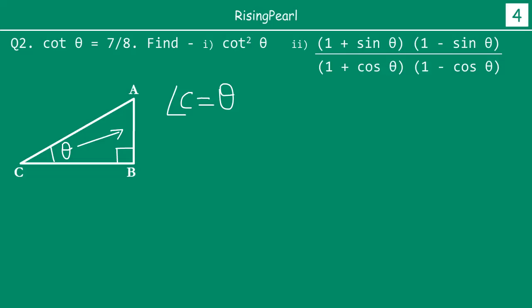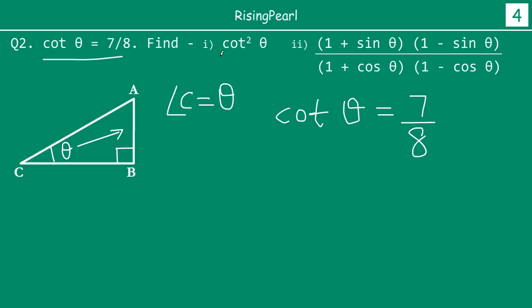Now let's do one thing, friends. So how do we solve the first part? How do we solve this part of the question? Well, before we come here, let's look at how to solve cot square. What is really given to us is, we know cot theta, right? So cot theta is equal to 7 by 8.